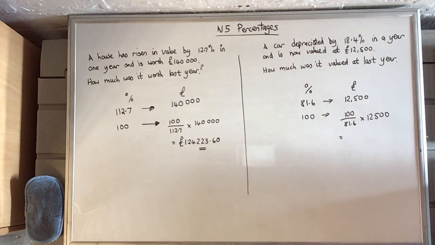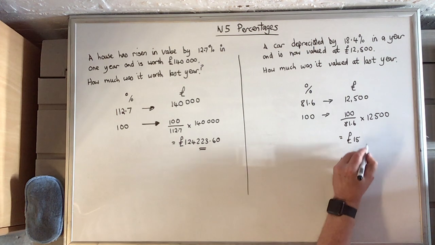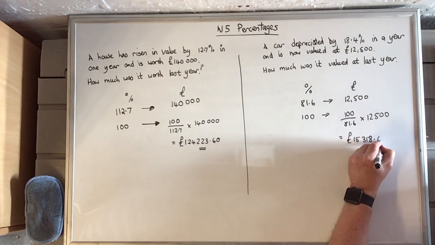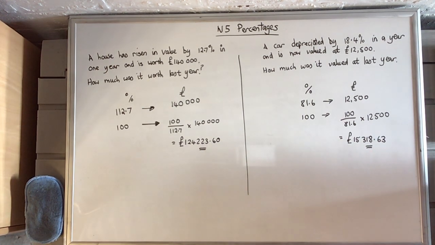And again, we just put that into our calculator and we work out the answer. 12,500, and that comes to 15,318.63 to the penny. And that's your answer. That's how we do these questions.